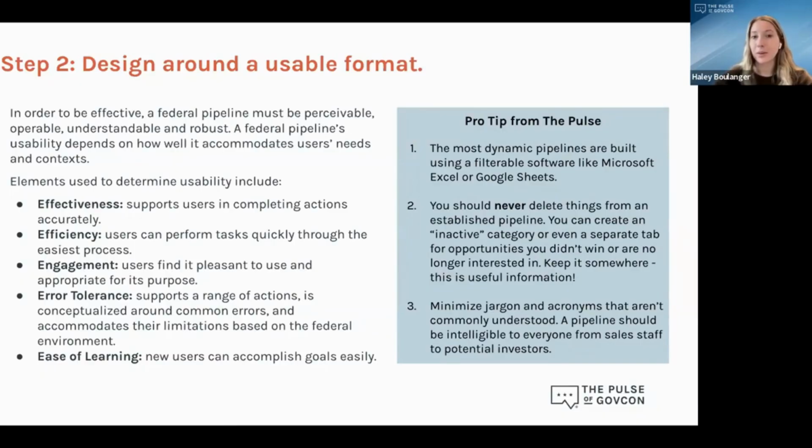I've mentioned this before, but we really prefer using Microsoft Excel or Google Sheets. And this also plays into why you should never delete things from your pipeline. You can make a different category, a different tab, so it shows up as red or it's on sheet 2, for opportunities you didn't win or you're not interested in. This is really useful. It shows where you've come from.